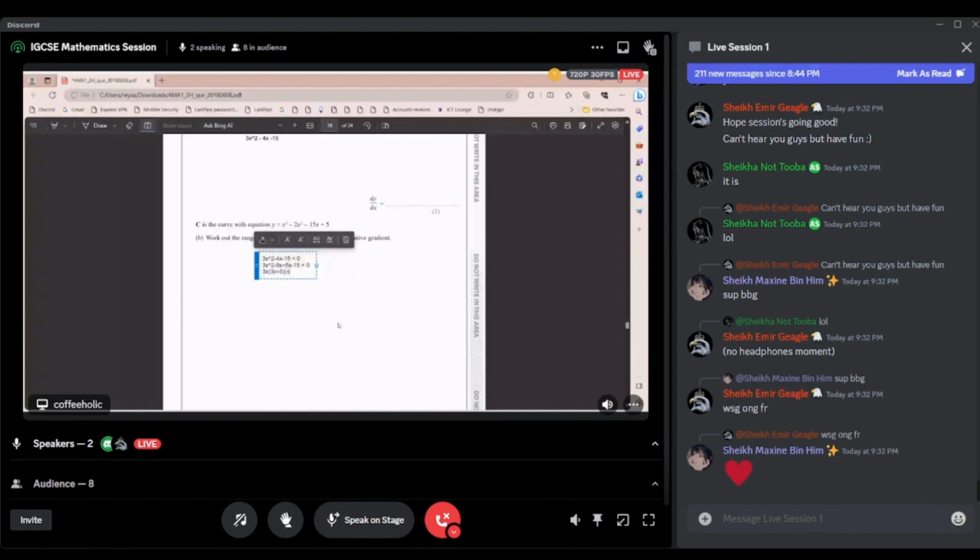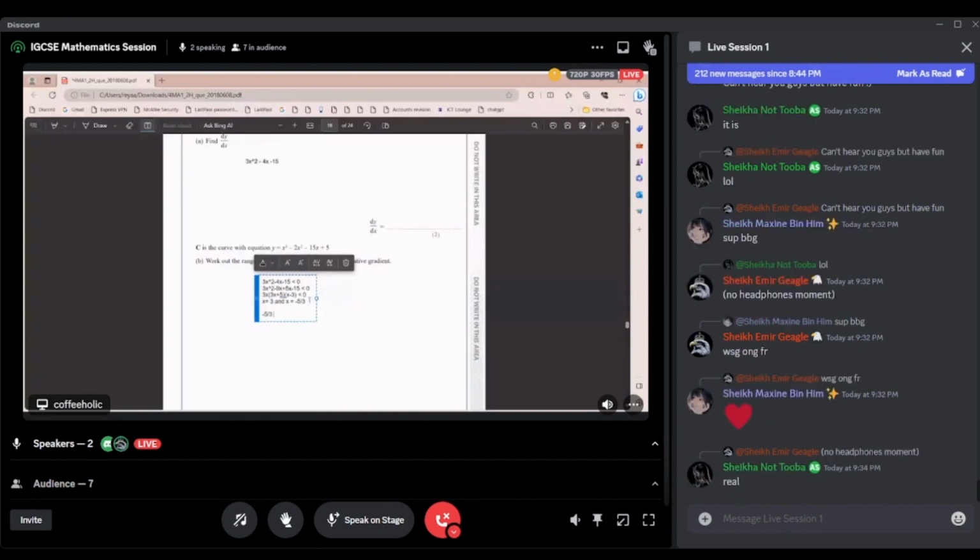And the other bracket would obviously be x minus 3 less than 0. So that would then give you x equals 3 and x equals negative 5 over 3. Because it asks for the range, you need to put it in the format: minus 5 over 3 is less than x, with x in the middle, and then x is less than 3. That would be a range.